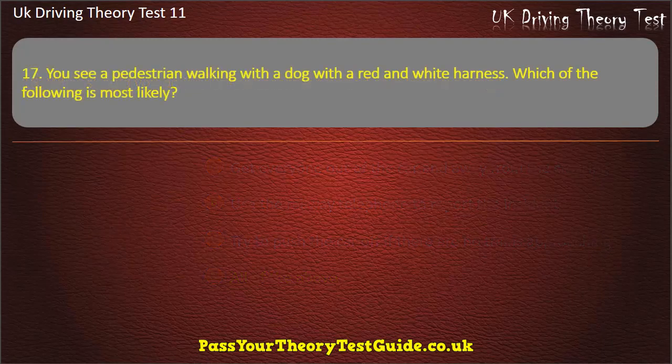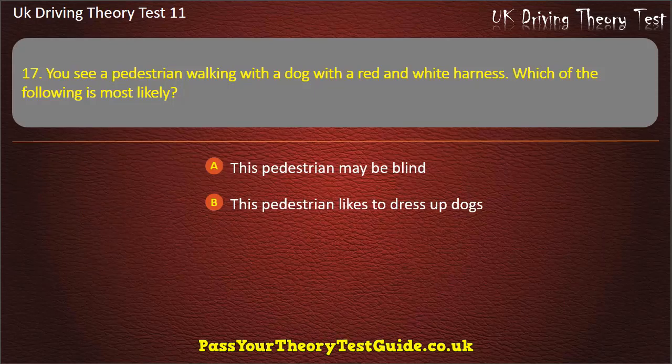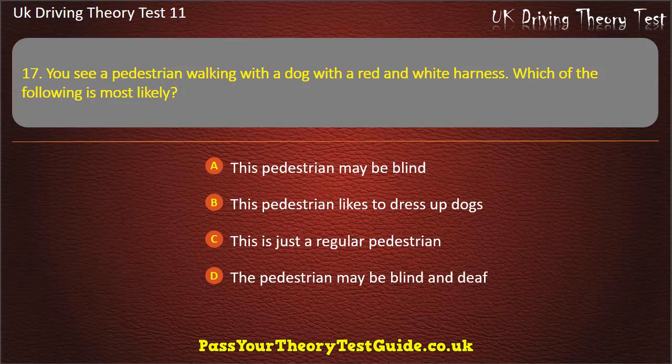Question 17. You see a pedestrian walking with a dog with a red and white harness. Which of the following is most likely? This pedestrian may be blind. This pedestrian likes to dress up dogs. This is just a regular pedestrian. The pedestrian may be blind and deaf. Answer. The pedestrian may be blind and deaf.